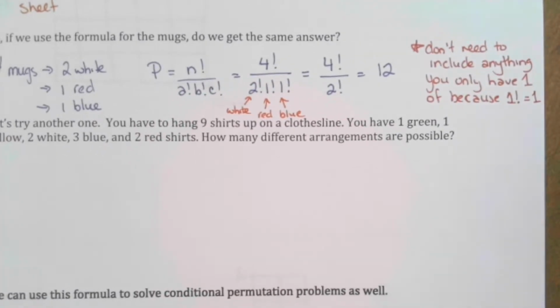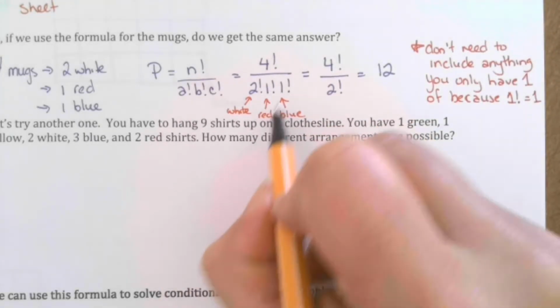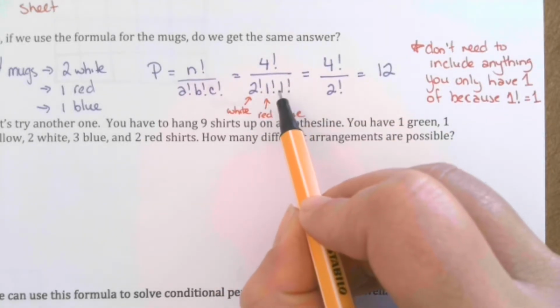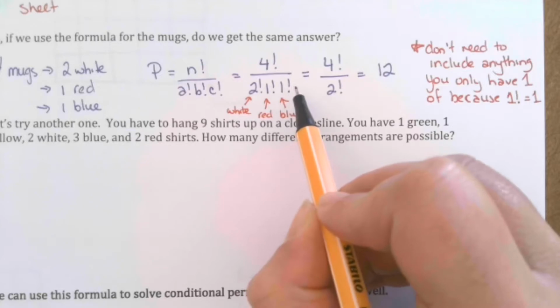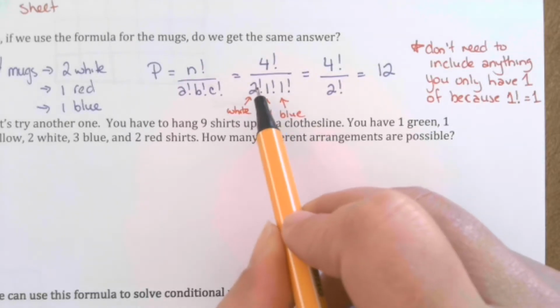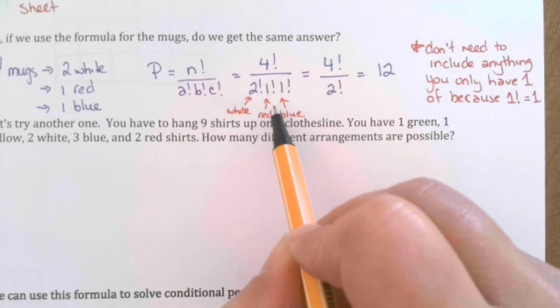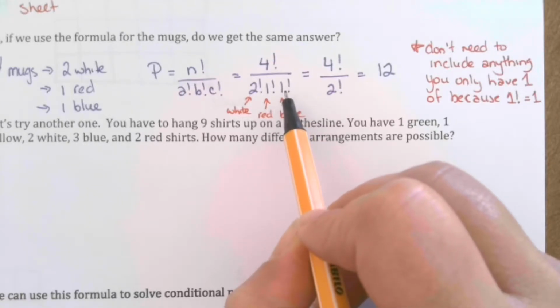So it equals the same thing in the end. The simplification for this is that you don't need to include anything you only have 1 of, because 1 factorial is just equal to 1. So the red and the blue didn't technically need to be in there, because 1 factorial is going to be 1, and when you multiply anything by 1, it doesn't change. So we only have to put in on the bottom the things that are actually repeated. I just wanted to show you how we would fill it all out so that you know what goes down there.